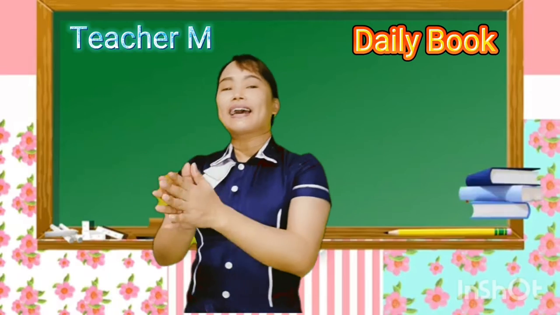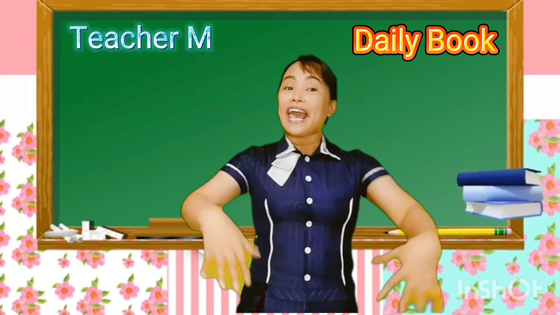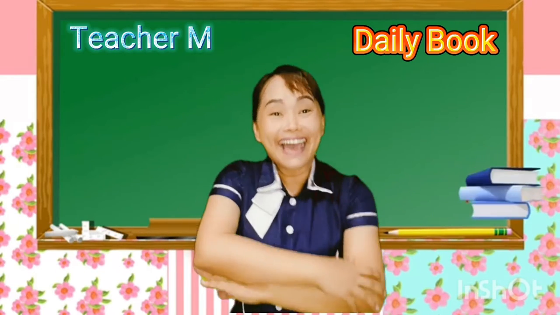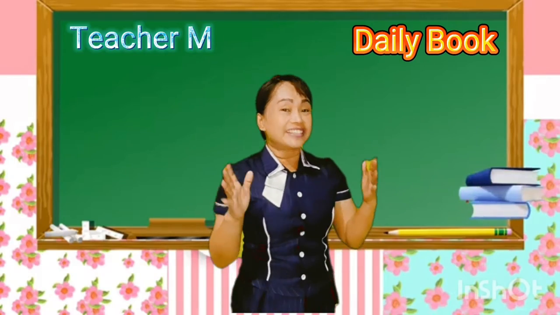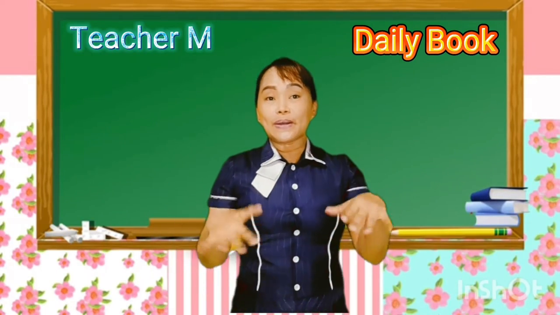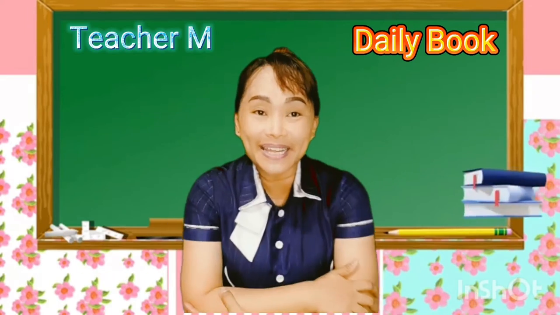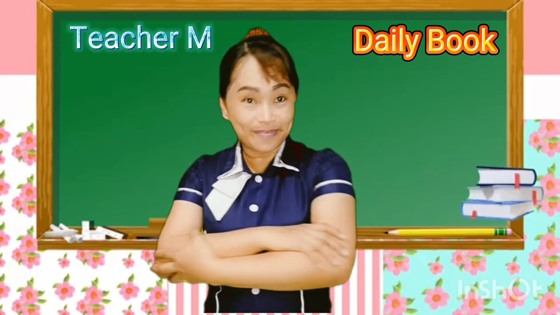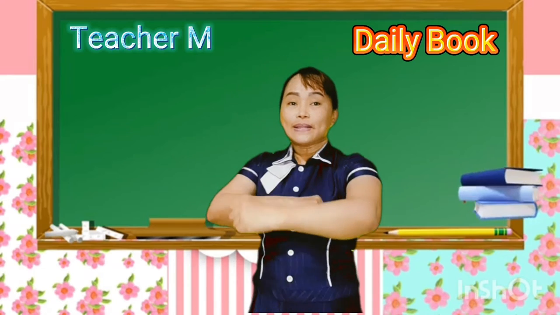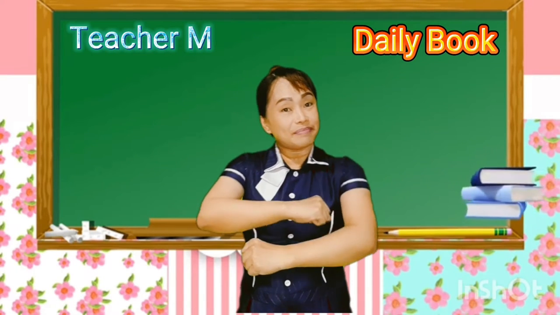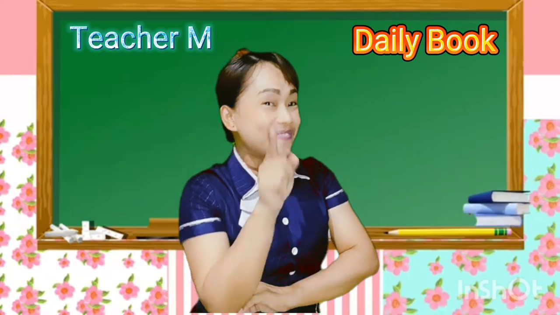Clap your hands. Clap your hands as lowly as lowly can be, and fold your arms like me. Shake your hands, shake it, shake it. Shake your hands as lowly can be, and fold your arms like me. Roll your hands, roll it. Roll your hands as lowly can be, and fold your arms like me.